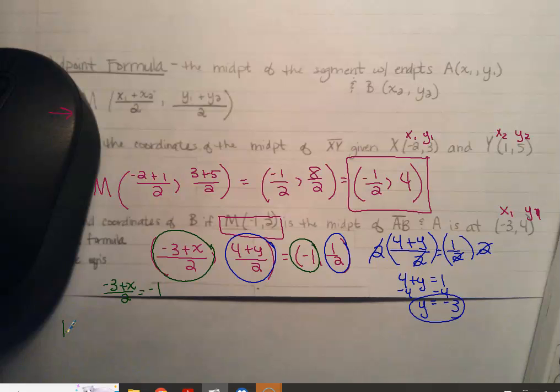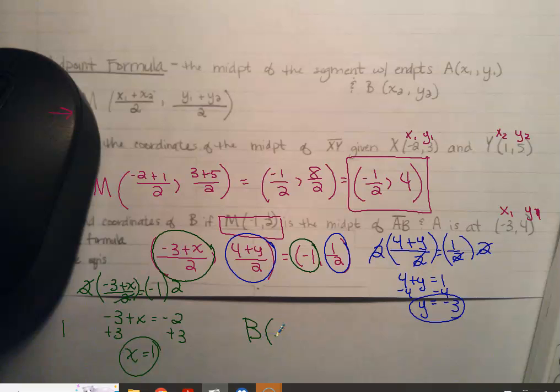Okay, so for this other one, I'm going to multiply by 2 as well to get rid of this denominator. So my 2's cancel. I'm going to be left with -3 plus x equals -1 times 2 is -2. I would need to add 3 to both sides. So x equals -2 plus 3 is 1. So there's my x value is 1. So it says find the coordinates of B. So B is (1, -3).